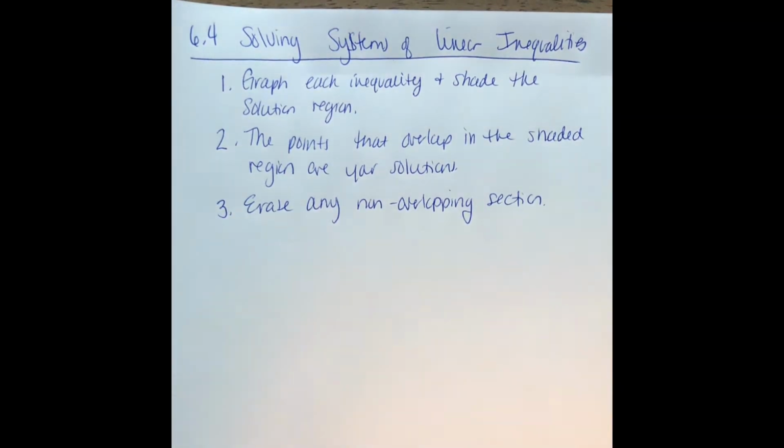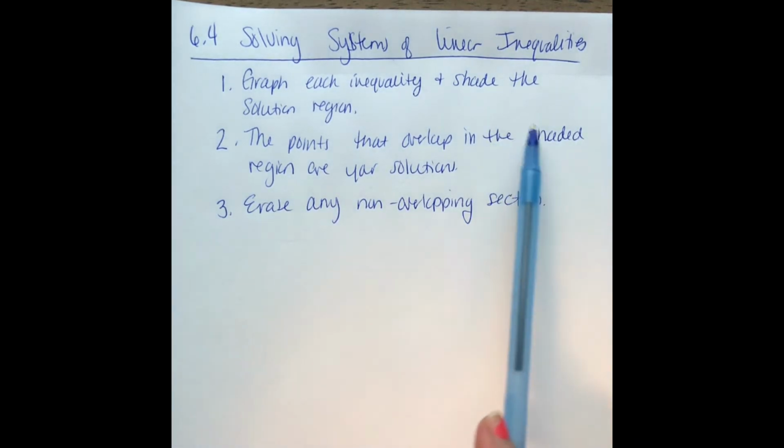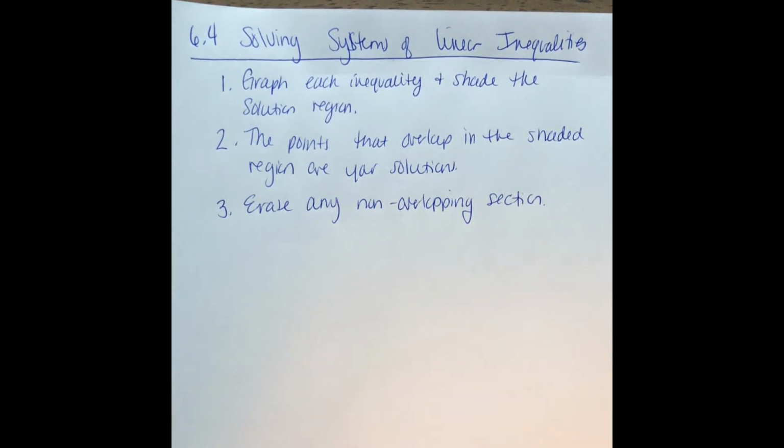All right, section 6.4, solving systems of linear inequalities. This time, unlike solving systems of equations, we only have one method, and that method is by graphing. So our steps are to graph each inequality and shade the solution region. The points where the shaded regions overlap, that's our solutions.